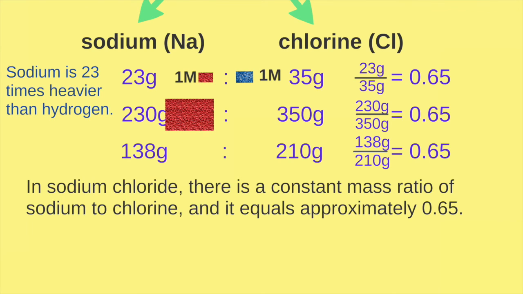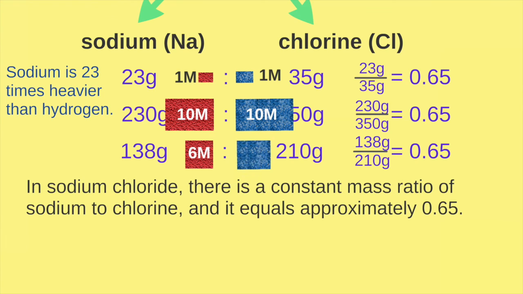In the second example, 230 grams of sodium is 10 times as much as 23. So there are 10 times as many moles. Similarly, in the 350 gram sample of chlorine, that's 10 times as large as the 35 gram sample, so that too is 10 moles. Again, we have a 1-to-1 ratio. And lastly, 138 grams is 6 times as much as 23, so this sample is 6 moles. And 210 grams is 6 times 35, so this is also 6 moles. Again, they're combining in a 1-to-1 ratio.